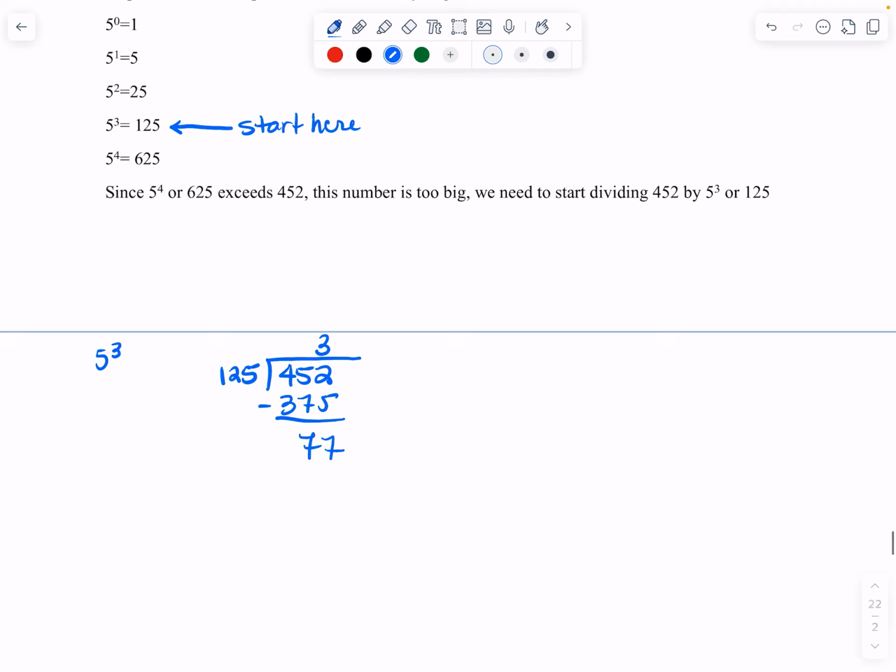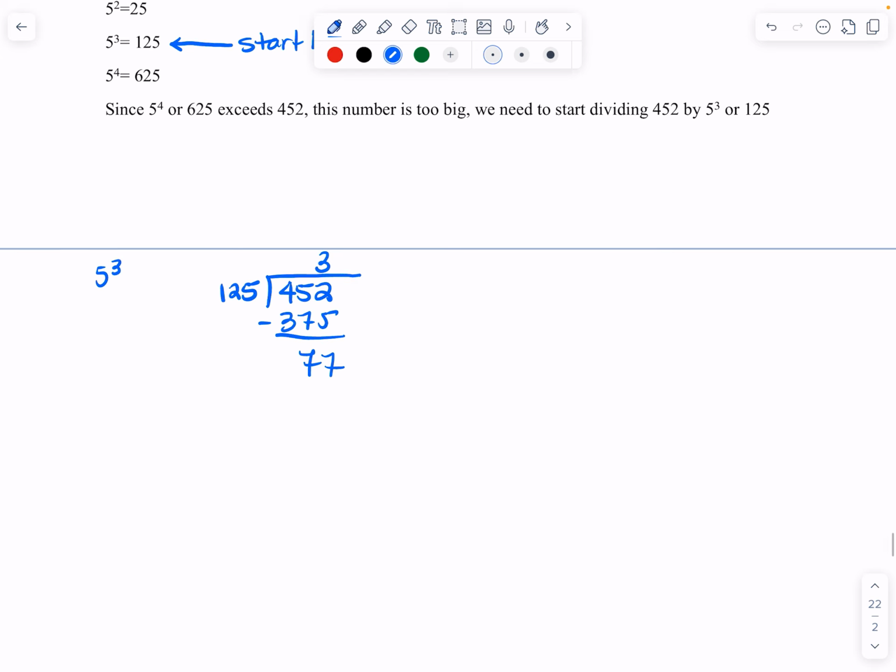Now that I have my remainder, that's what I'm interested in, by the way. Very interested in this. I'm going to take my remainder and drop down to the next positional value, which is 5 squared. Now, 5 squared is 25. Again, you can take 77 divided by 25. Hopefully, you know that it'll go into it 3 times.